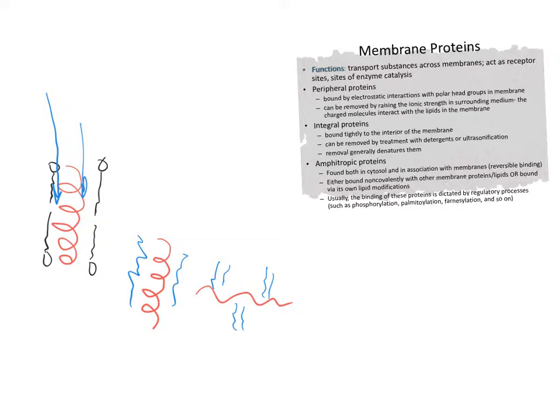Okay, then the term amphitropic, of course, amphi means both. And what happens there is usually, many times, they're covalently bound via a lipid anchor, or sometimes it's some other type of modification that's going to cause it to want to stay kind of half with the membrane, half without. And this is what's really important, that many times whether these proteins are peripheral versus integral is going to be dictated by some type of regulatory process.